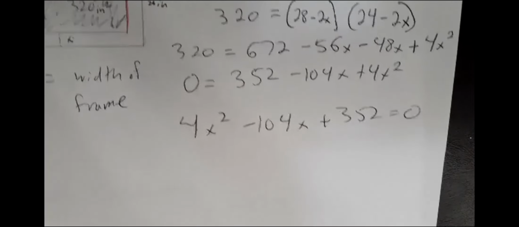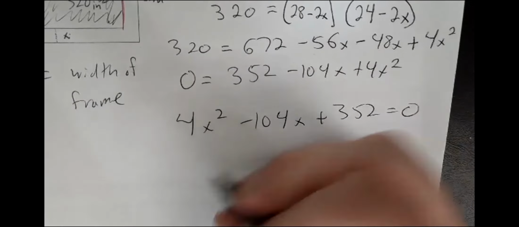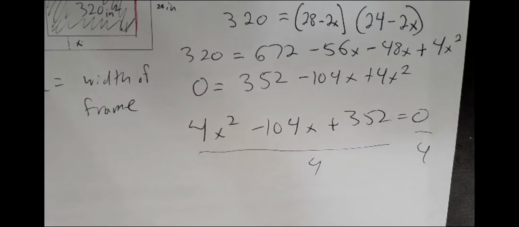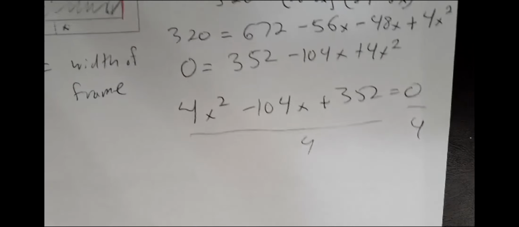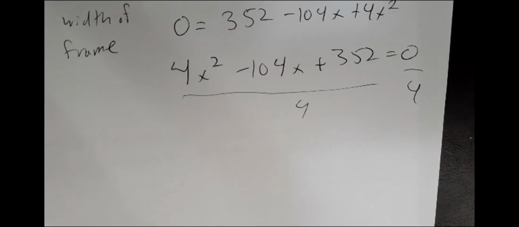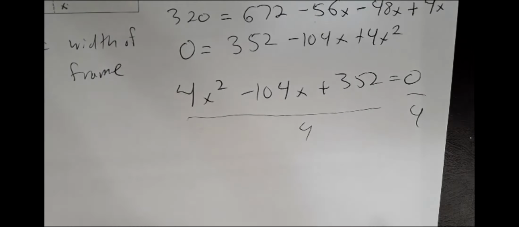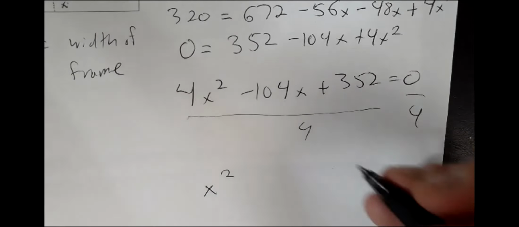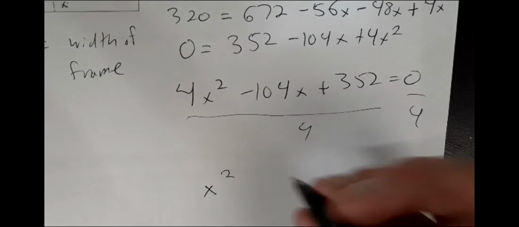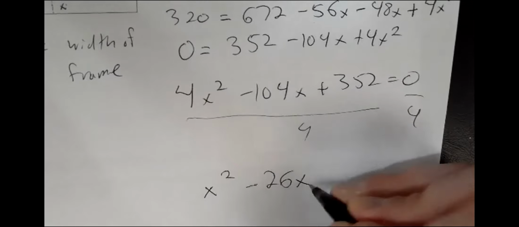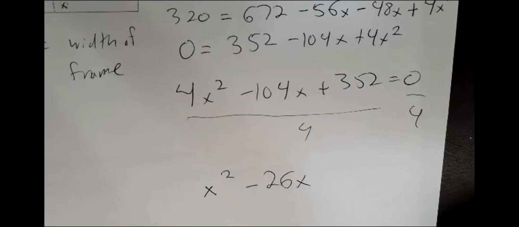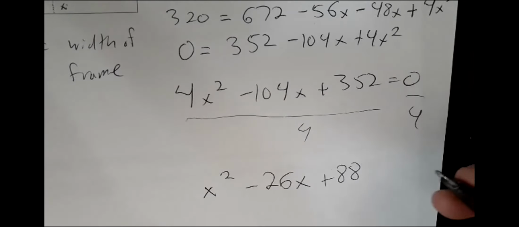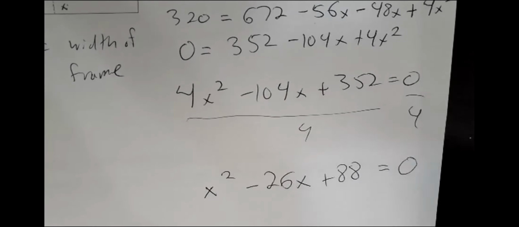So I can divide everything by 4 or factor out a 4, either way you want to do it. But 352 divided by 4 is going to give me 88. So if I've got a constant factor, I can just divide those things out. If it's got a variable, I do have to account for it. So this is x squared minus 26x when I divide that by 4. And this is plus 88. And this is equal to 0.